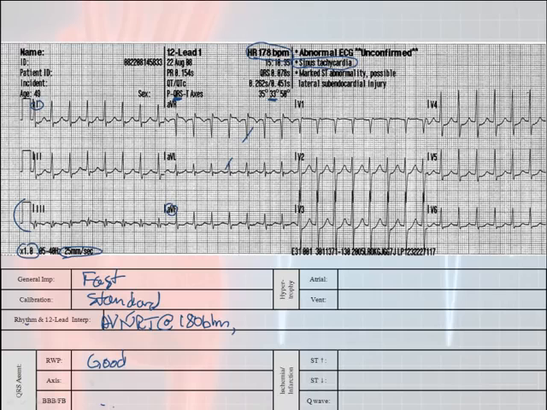Bundle branch or fascicular blocks? Well, the QRS is not wide, so I know there's no bundle branch blocks. How about fascicular blocks? There is a normal axis, so I cannot have a fascicular block. Can I determine atrial enlargement? No, there's no P waves, so I can't determine that.